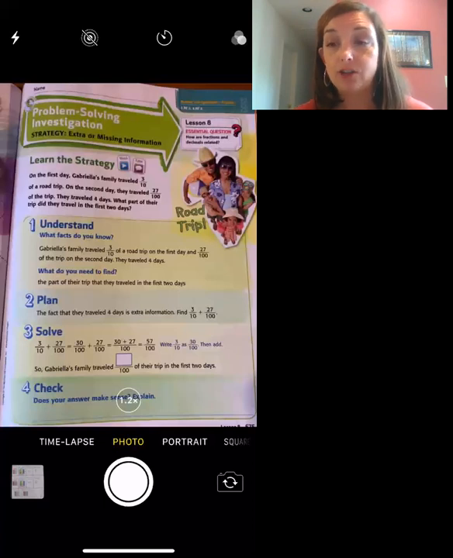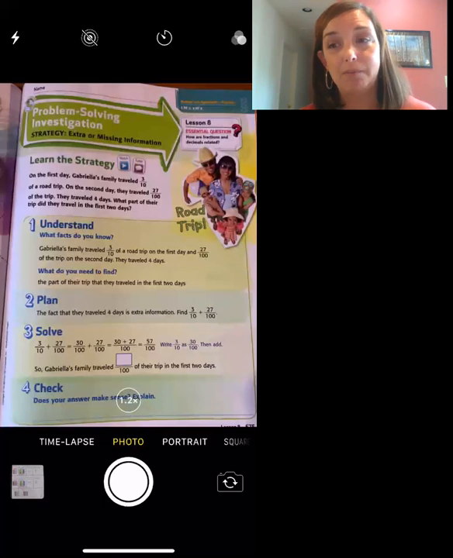So if we have extra information, that means that the problem has some things in it that we don't need in order to solve the problem. And those things can be confusing because we wonder, what am I supposed to do with that information? But you're not supposed to do anything with it because it's extra information.